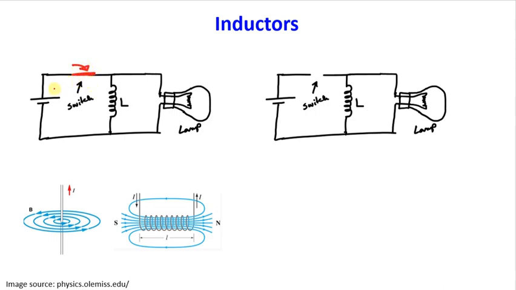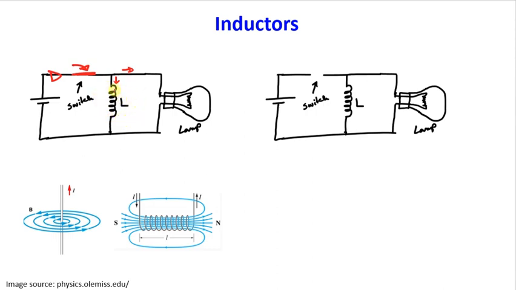Fine. So when the switch is closed, now the circuit is complete. So one current will definitely flow from this battery. When the current comes here, it will see two paths: one through this, and the other through this lamp, right? Then what will happen? Now we have to think that this is not a resistor, this is an inductor, right?